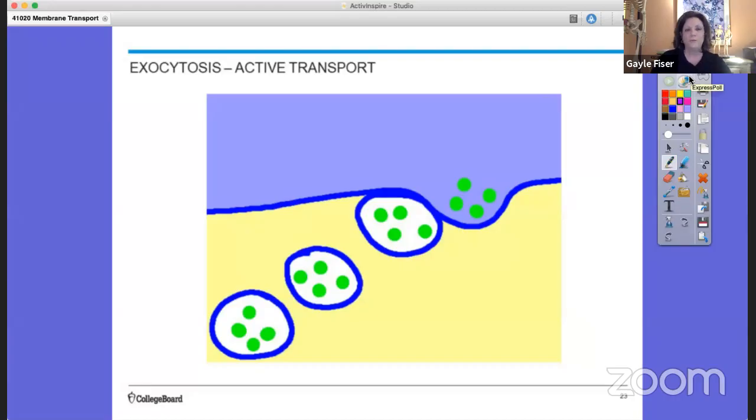All right, exo, we're leaving now. And so before we got here, this green is a protein that needs to be produced by this cell, but it's not going to stay in the cell.